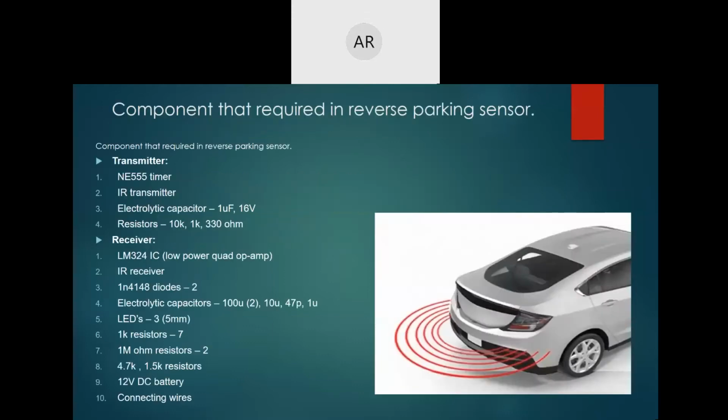So the components required in a reverse parking sensor: we have the transmitter. The components involved in the transmitter are the 555 timer, IR transmitter, electronic capacitor, and resistor. The next component is the receiver. For the receiver, we have two types of receiver in the sensor.